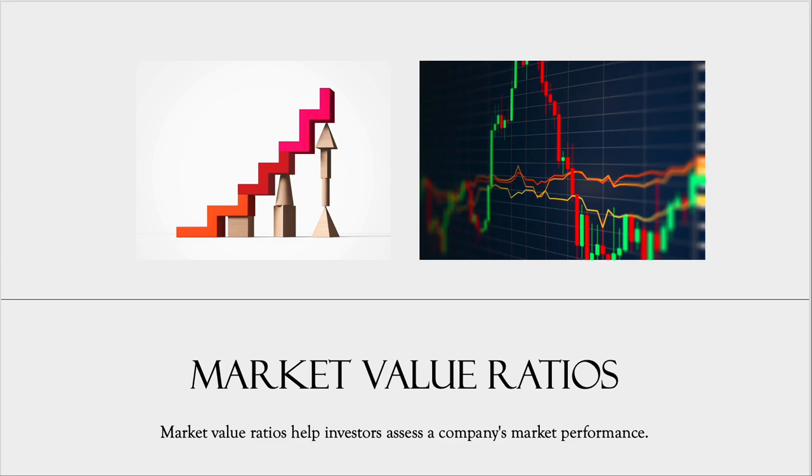Finally, we have market value ratios. These are the ratios that help investors evaluate how the market perceives a company's value. They provide insight into whether a company's stock is overvalued or undervalued compared to its earnings, dividends, or other financial metrics. For investors, these ratios are useful for deciding whether to buy, sell, or hold a stock. They can also help in understanding how the company's performance compares to the market as a whole. For example, if a company's stock is trading at a high price relative to its earnings, investors might believe that the company has strong future growth prospects. Alternatively, a low market value ratio could signal that the market expects the company to face challenges.